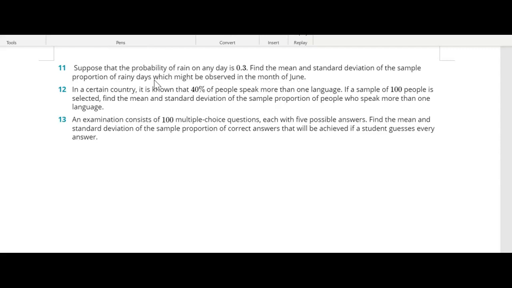Suppose that the probability of rain on any day is 0.3. Find the, oh, so now we're doing mean and standard deviation. So the mean and standard deviation of the sample proportion of rainy days which might be observed in the month of June. Suppose that the probability of rain on any day is 0.3. Find the mean and the standard deviation of the sample proportion of rainy days which might be observed in the month of June. All right, so for question 11, now we're looking at the probability that it's going to rain in June.